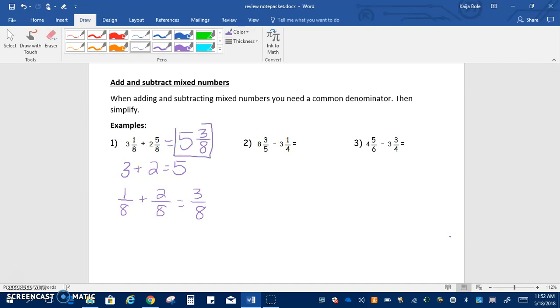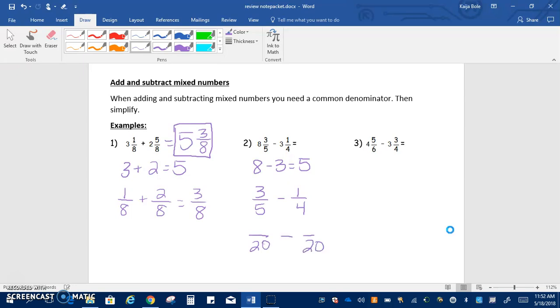I know some of you have learned how to work down. You can do that as well, as long as you show your work and you get the right answer. So I have 8 3/5 minus 3 1/4. So again, I'm going to work with my whole numbers first. 8 minus 3 is 5. And then my fractions, I have 3/5 minus 1/4. So I need a common denominator. And I'm going to make my denominator 20 here.